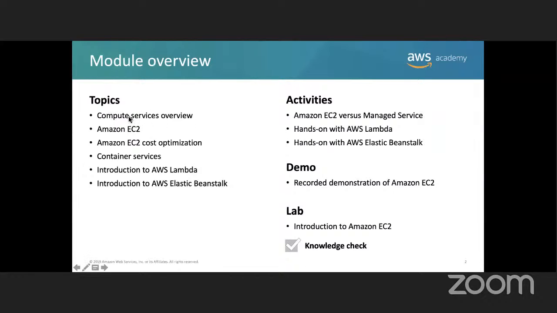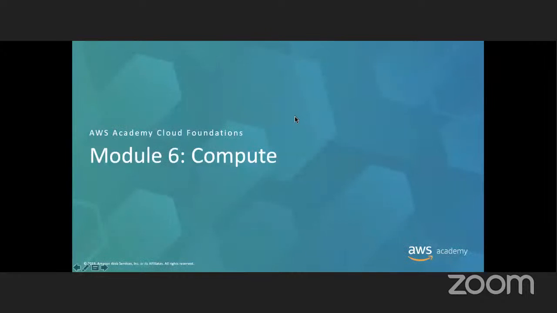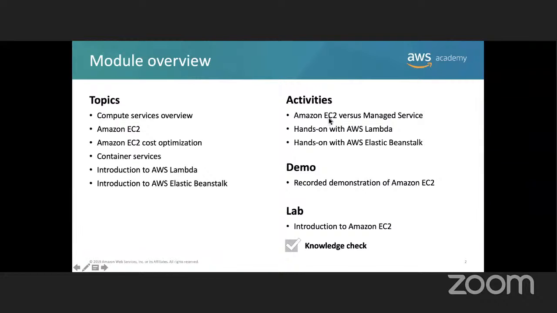The topics that we're going to see: compute services overview, EC2, EC2 cost optimization, container services, Lambda, Elastic Beanstalk. Those are the services that we're going to see. There are activities: Amazon EC2 versus managed service, hands-on with AWS Lambda, hands-on with AWS Elastic Beanstalk, and there's a recorded demonstration of Amazon EC2, and there's an introduction to Amazon EC2. That's the lab that you want to work on, all right? And the knowledge check for every single module.